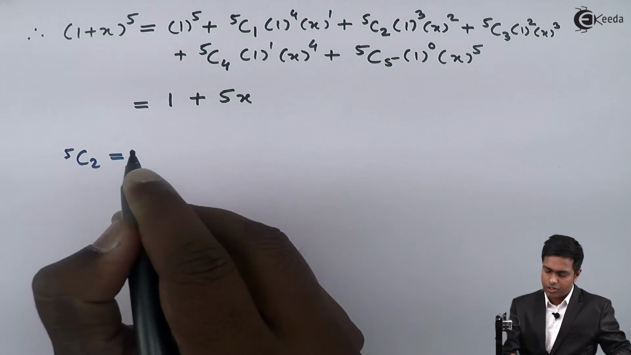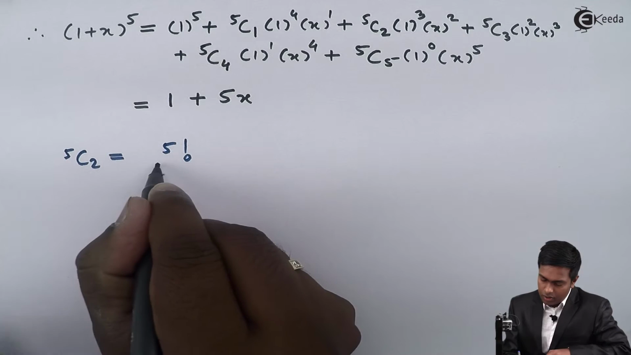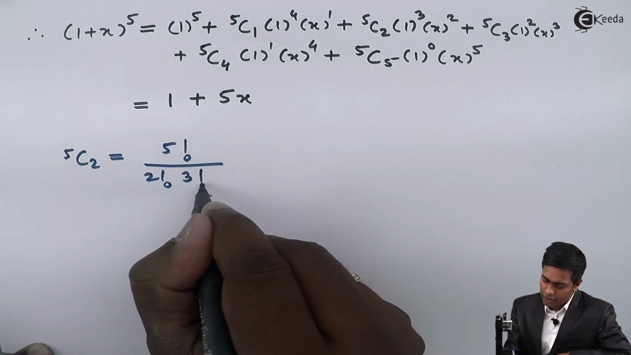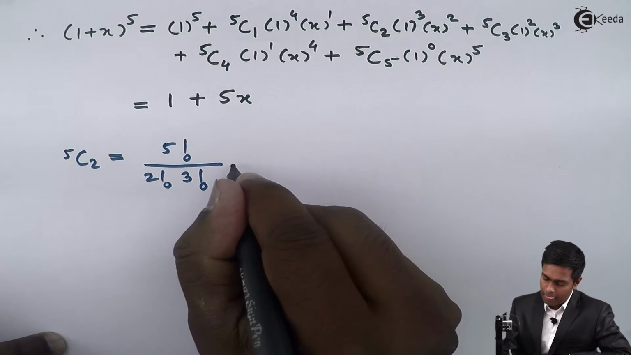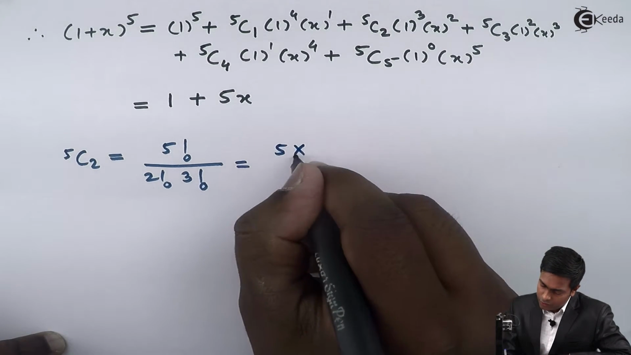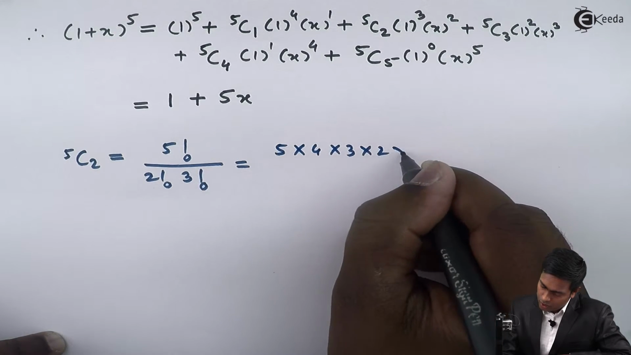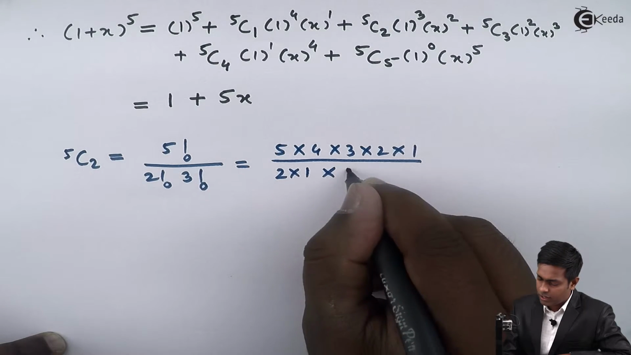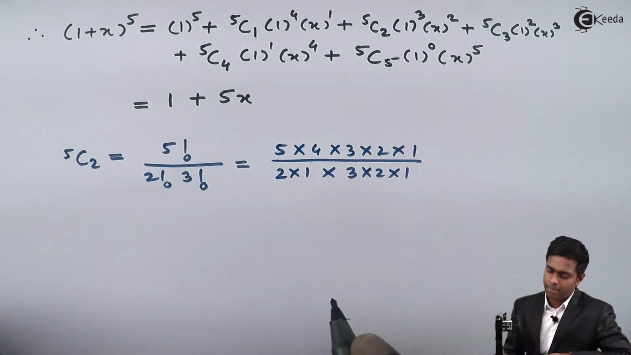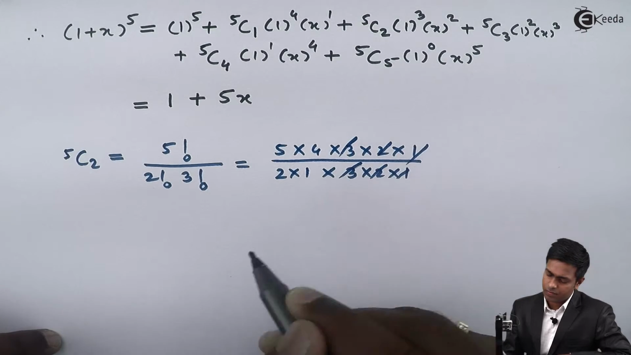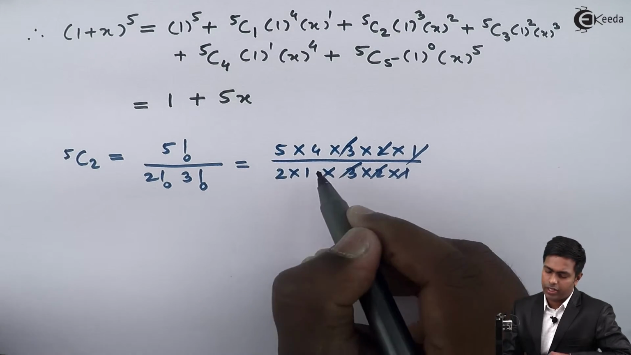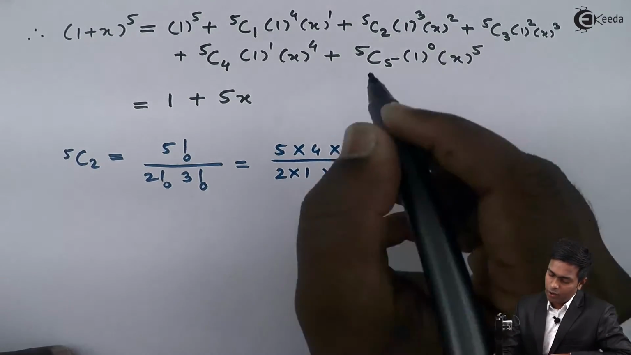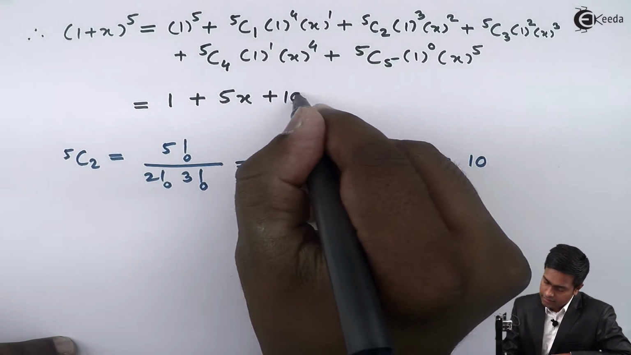5c2 equals 5 factorial upon 2 factorial and 5 minus 2, that is 3 factorial. So I am using that formula. Now 5 factorial is 5 into 4 into 3 into 2 into 1. 2 factorial is 2 into 1, and 3 factorial is 3 into 2 into 1. So by cancelling the terms, here we will get 5 into 4, that is 20, and 20 upon 2 is 10. So the value of 5c2 is 10.